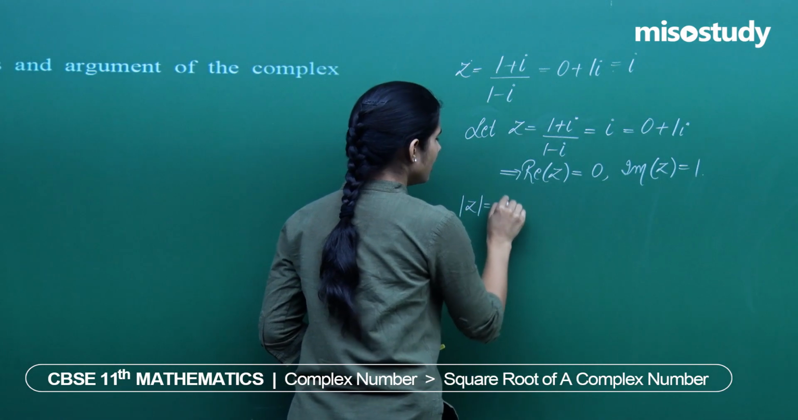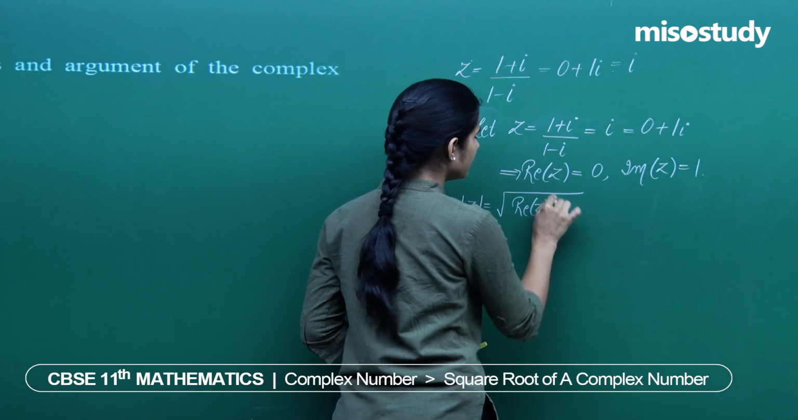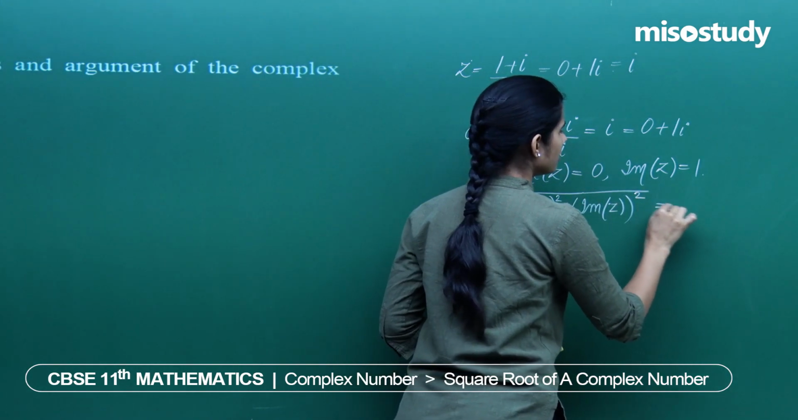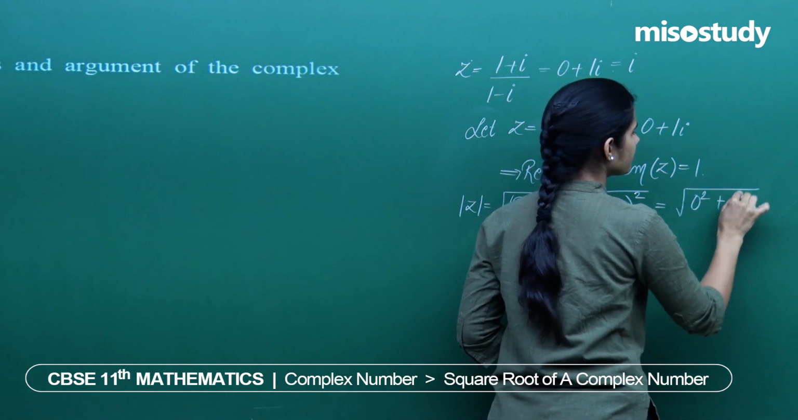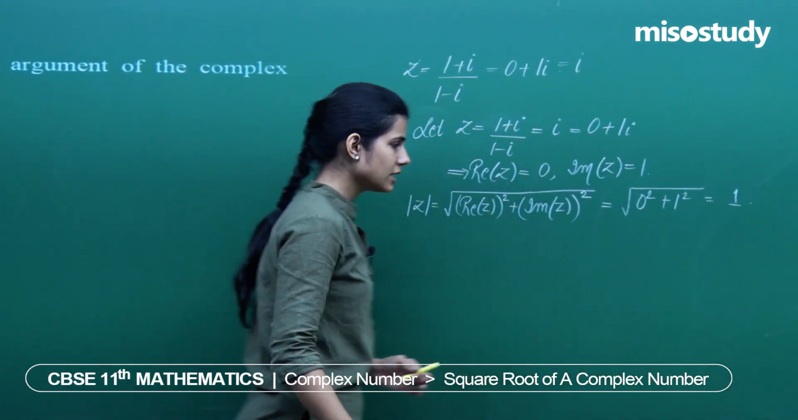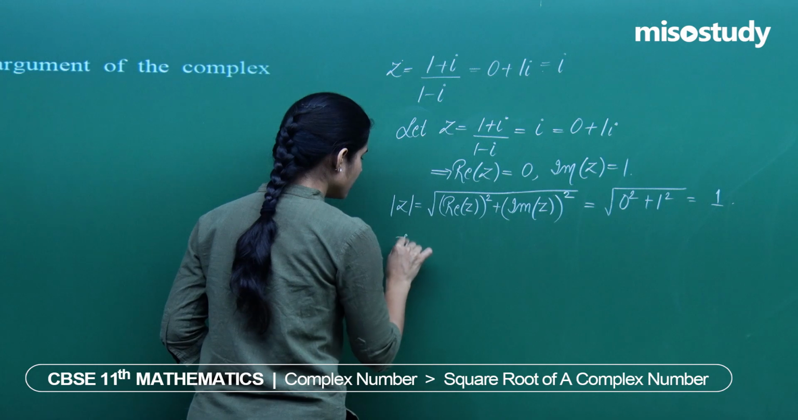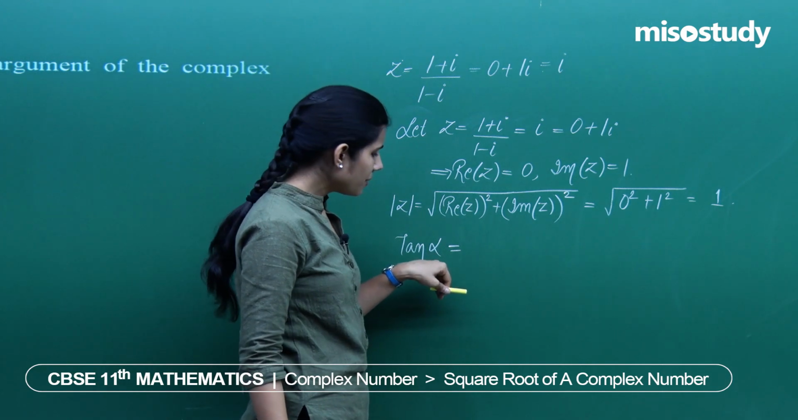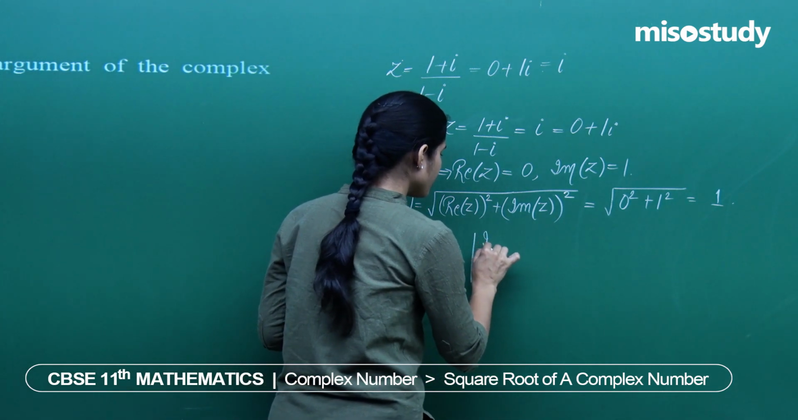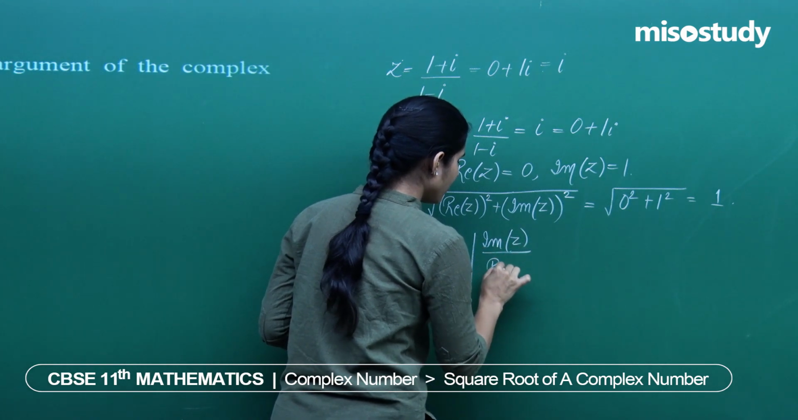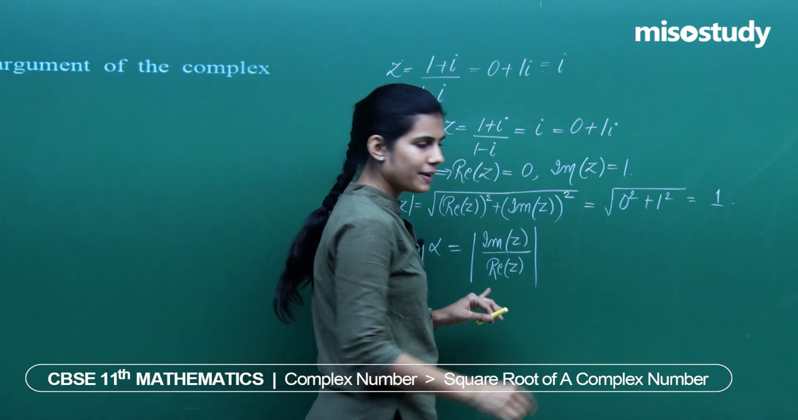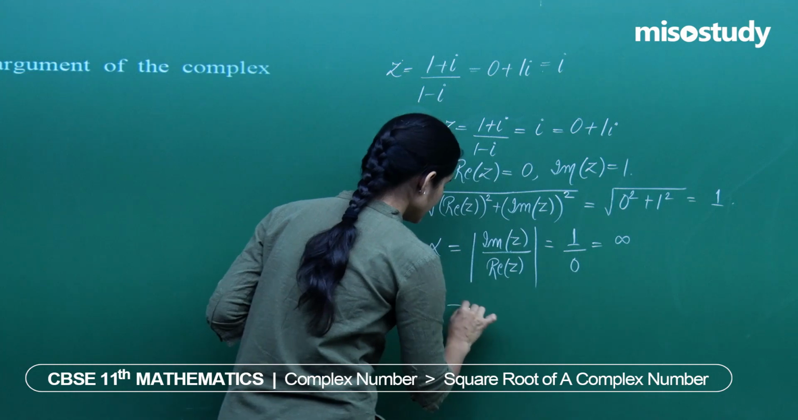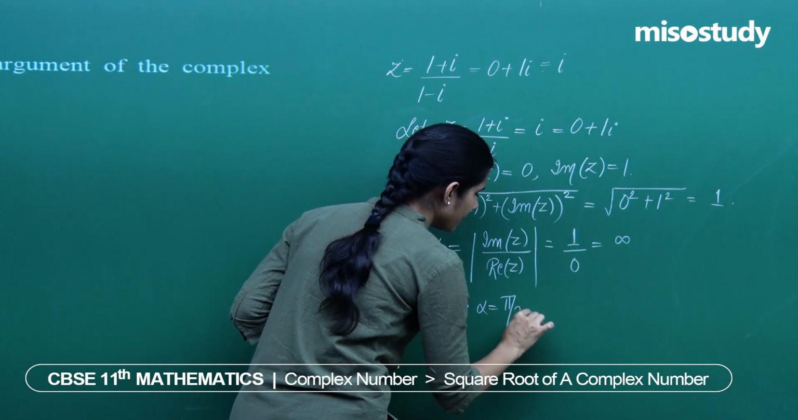Modulus of z is under root of real part of z whole square plus imaginary part of z whole square, that is under root of 0 square plus 1 square, which is 1. And if I talk about argument of z, we need to first find tan alpha. Let alpha be the acute angle for which tan alpha is mod of imaginary part of z upon real part of z. Imaginary part of z is 1, real part of z is 0, so you are getting 1 upon 0, which is infinity. Alpha comes out to be equal to pi by 2.